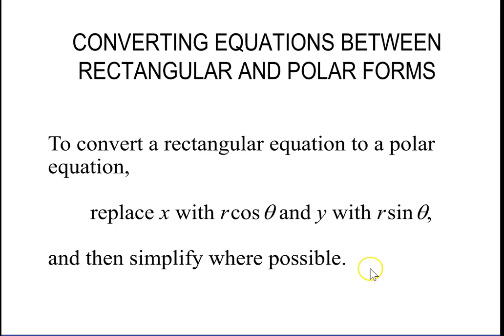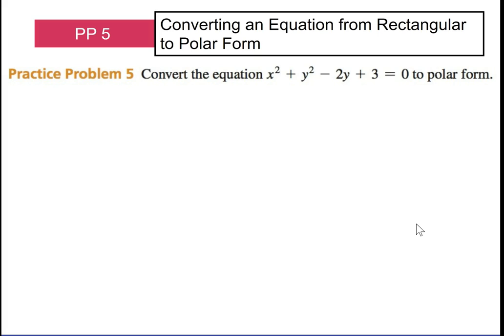All right, so how do we do this? How do we convert between rectangular and polar coordinates? Again, we're just going to replace x with r cosine theta. Anytime we see y, we're going to replace it with r sine theta. That's it. So let's do an example here.